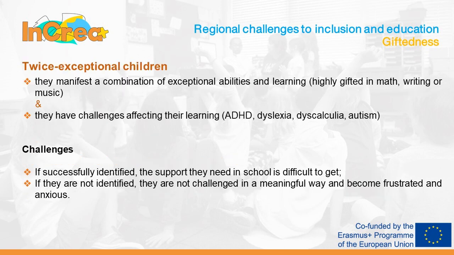Another special category are the twice exceptional children. They manifest a combination of exceptional abilities and learning challenges: highly gifted in maths, writing or music, and they have challenges affecting their learning, ADHD, dyslexia, dyscalculia, autism. Challenges they face: if successfully identified, the support they need in school is difficult. If they are not identified, they are not challenged in a meaningful way and become frustrated and anxious.